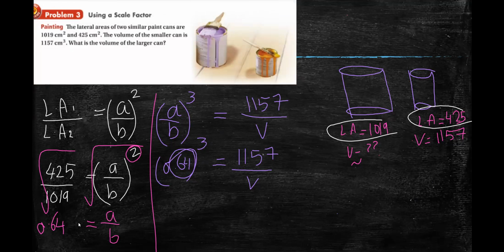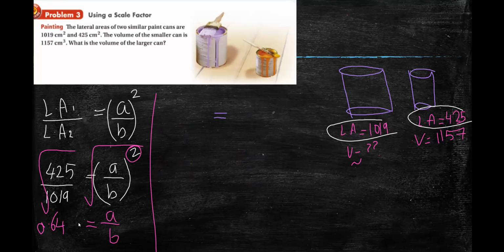After I find A over B, the question here is to find the volume of the smaller can. Like I told you before, if you have the scale factor, the triangle that I drew before, this scale factor A over B, if you cube it, you will write the ratio of the volumes.